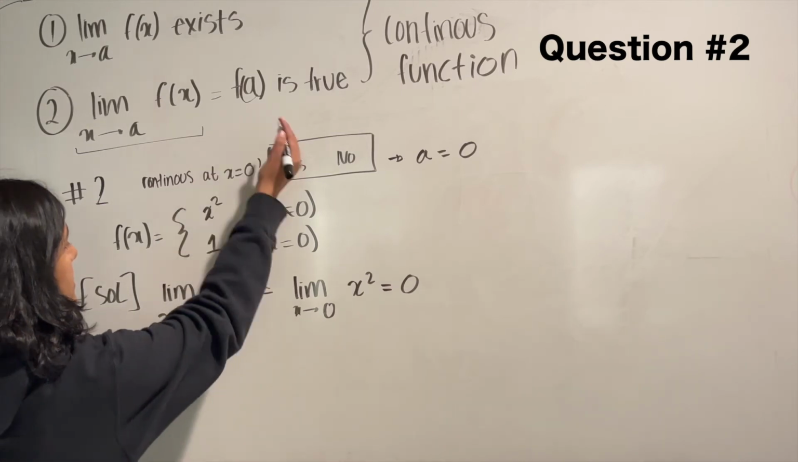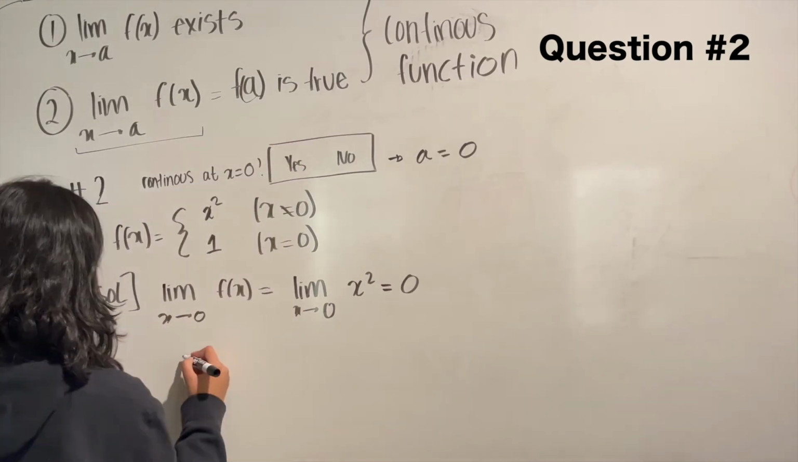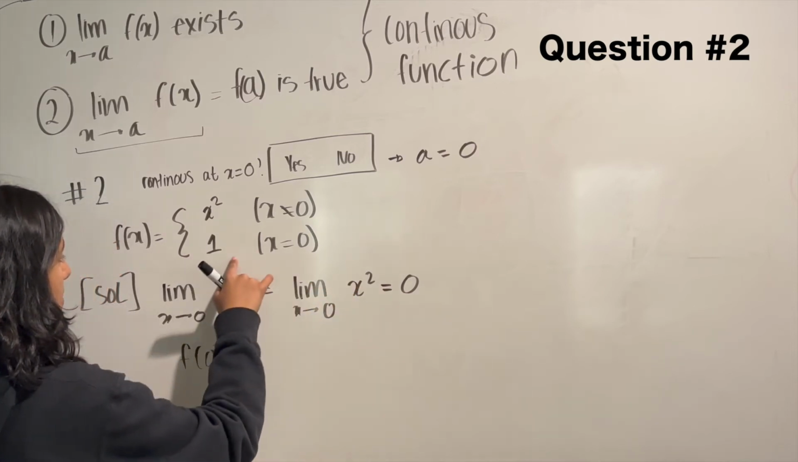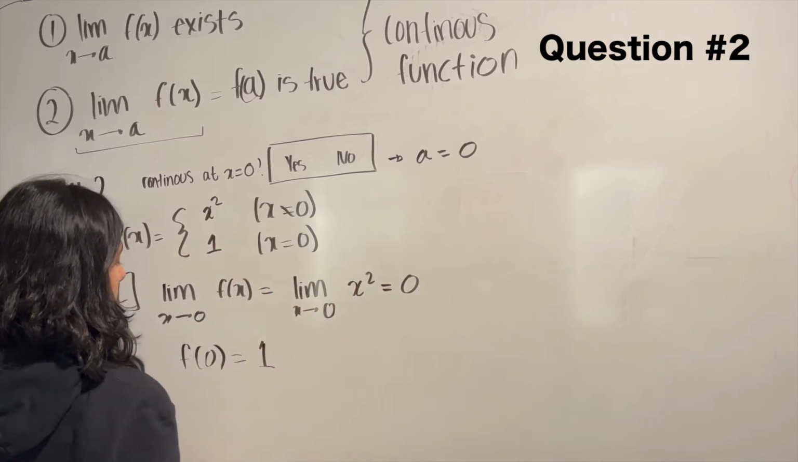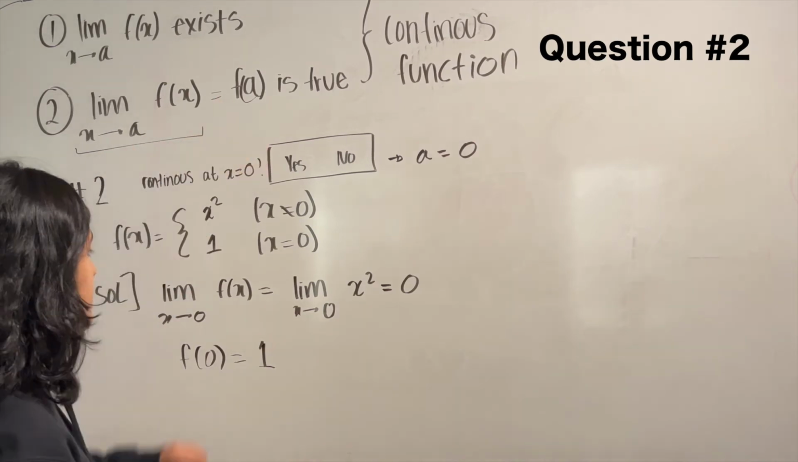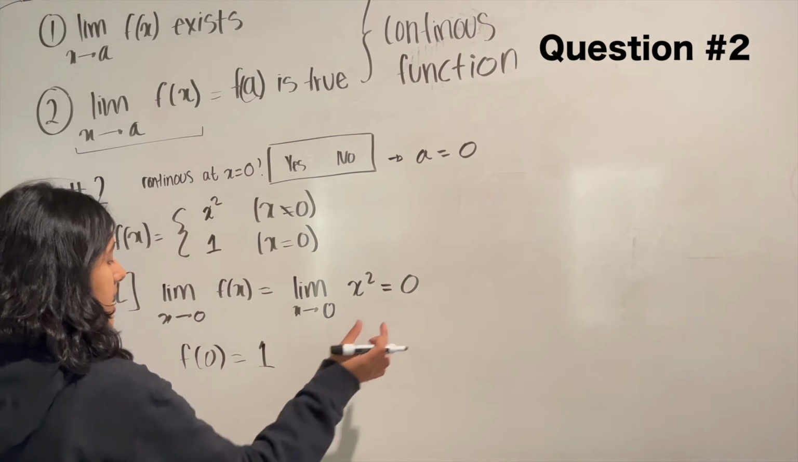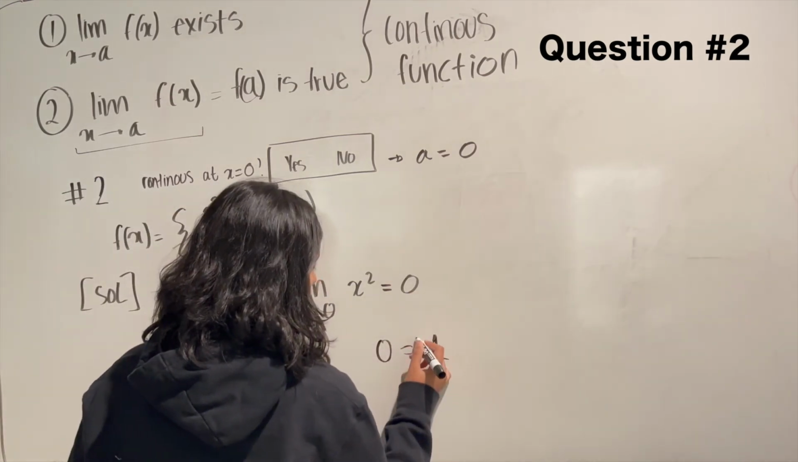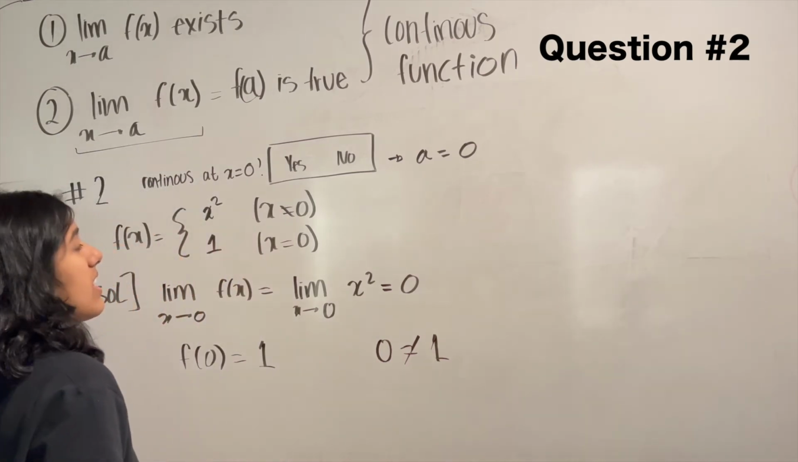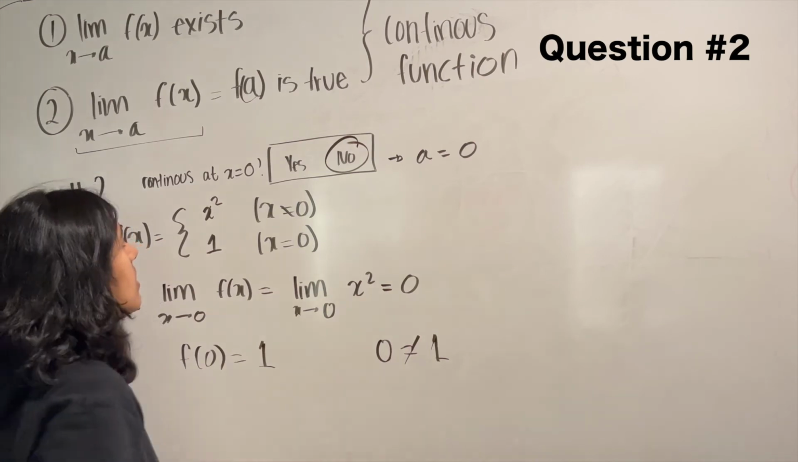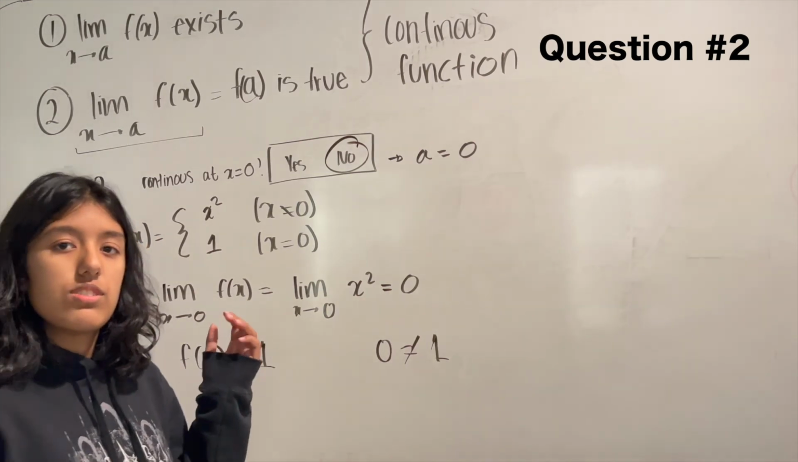So now for this side, we know that, it's right here, f of 0, this is x equals 0, so f of x is 1. So now we have to see, is the left-hand side and the right-hand side equal? Well, 0 is not equal to 1. So we can say that this is a discontinuous function, meaning that it is not continuous at x equals 0.